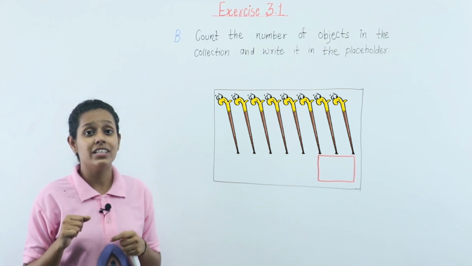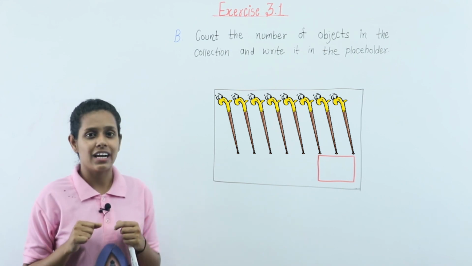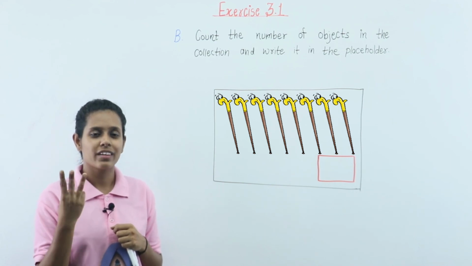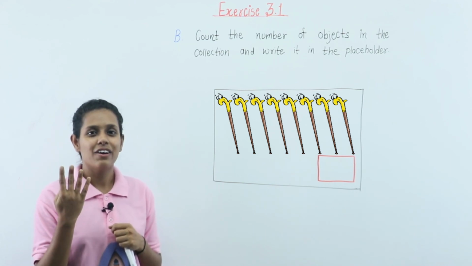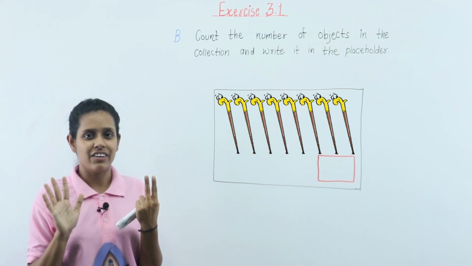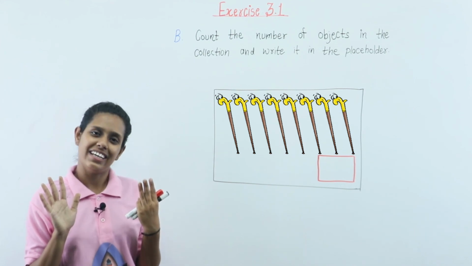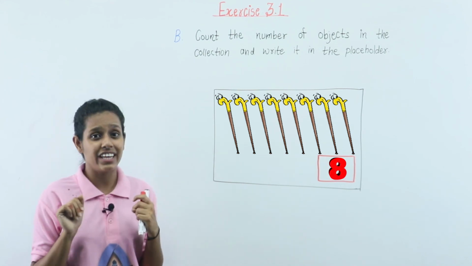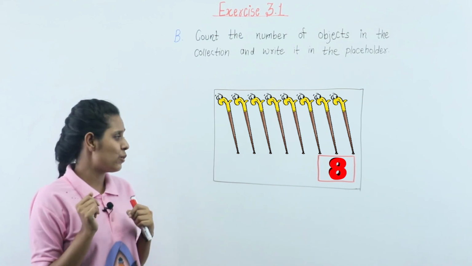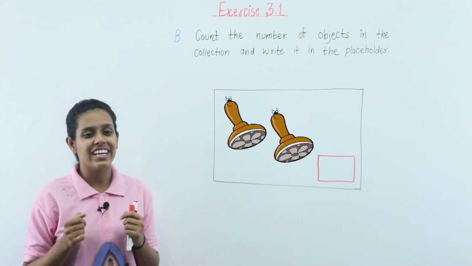Sticks. How many sticks? Let's count. 1, 2, 3, 4, 5, 6, 7 and 8. 8 sticks. Now write 8 in placeholder. Look at the next picture.